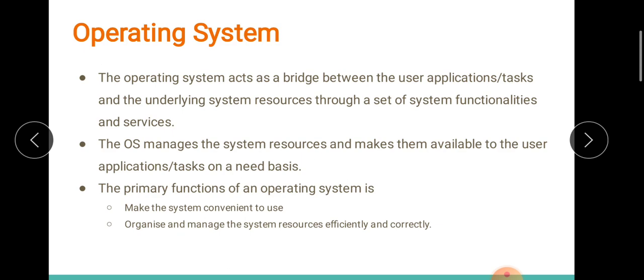I hope that is clear. So an operating system makes sure that the user application can access the system's resources and do your specific task, right?